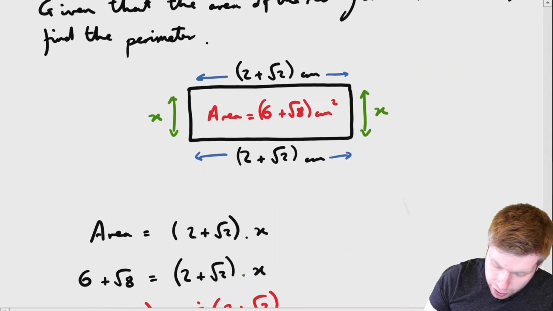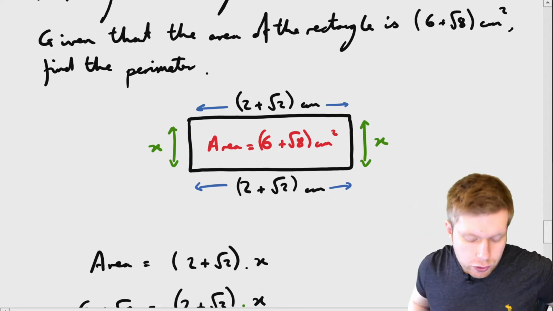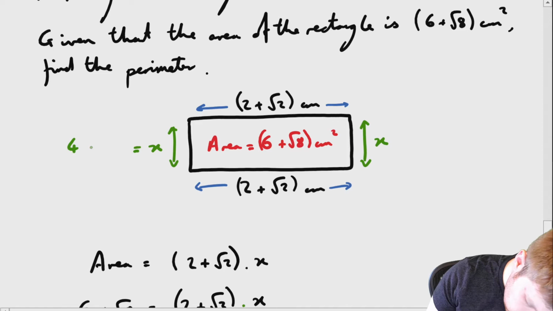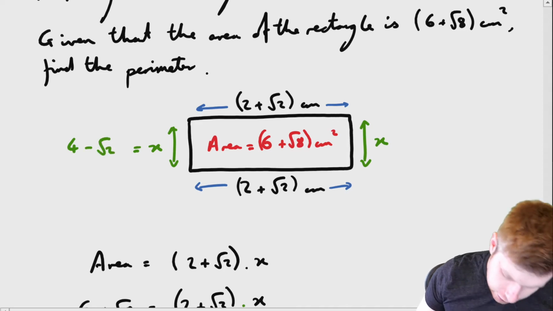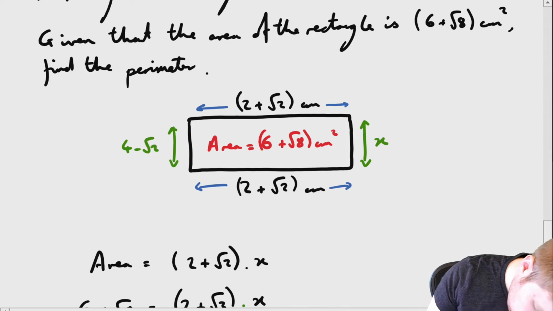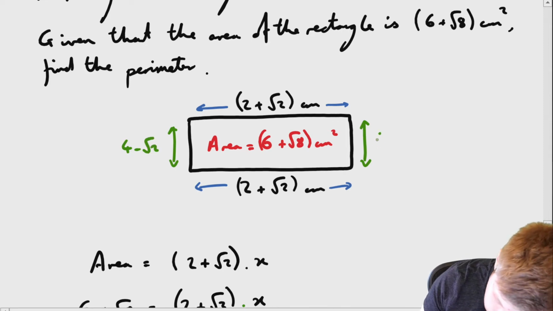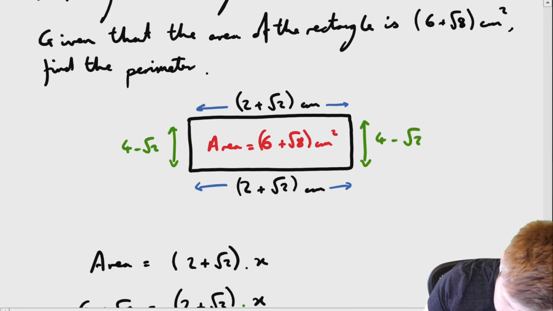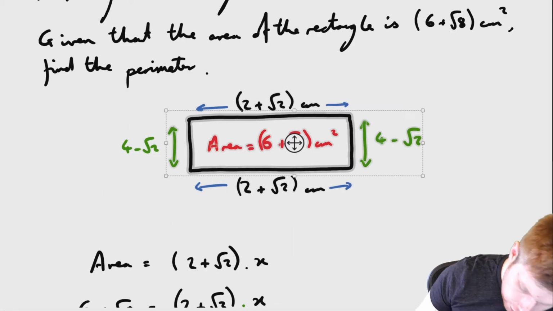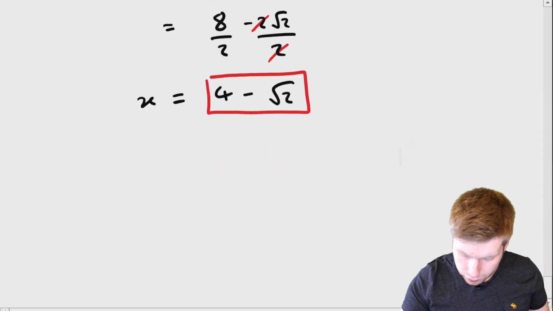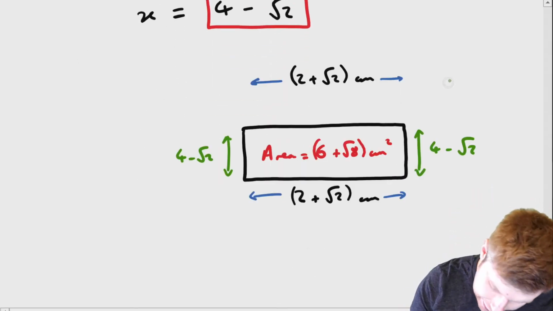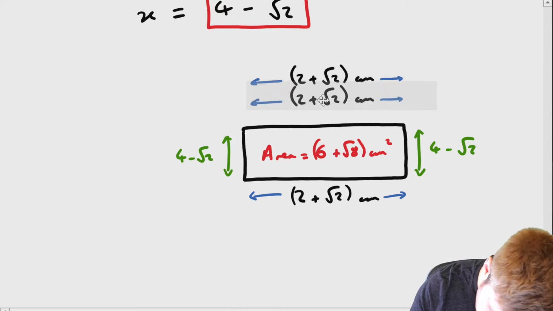So if I come right up to my diagram up the top here, I now know that x is 4 minus root 2. That's what I've just found. So x is 4 minus root 2. So I'm going to rewrite that instead of x now. 4 minus root 2. And I also know that this x here is also 4 minus root 2. Okay, so it now means that if I basically copy all of this down to the bottom, we can do a little bit more work with it. Okay, so there we go. So basically now I know all of the lengths of my rectangle.